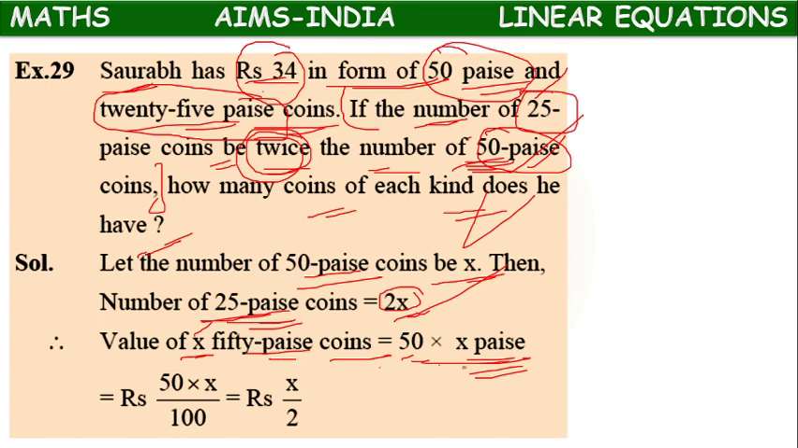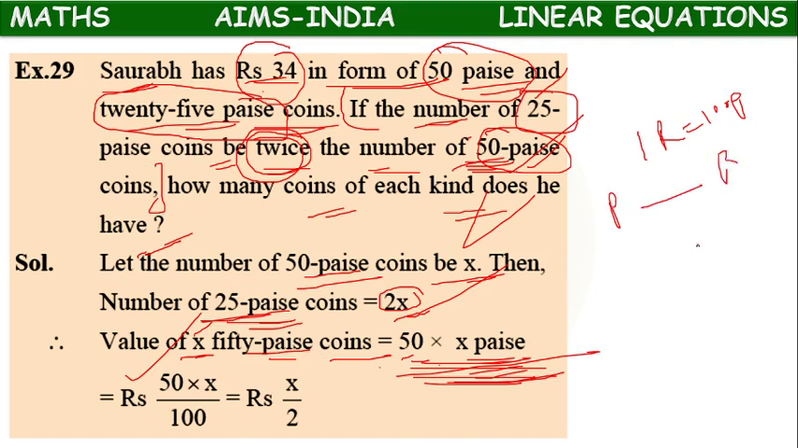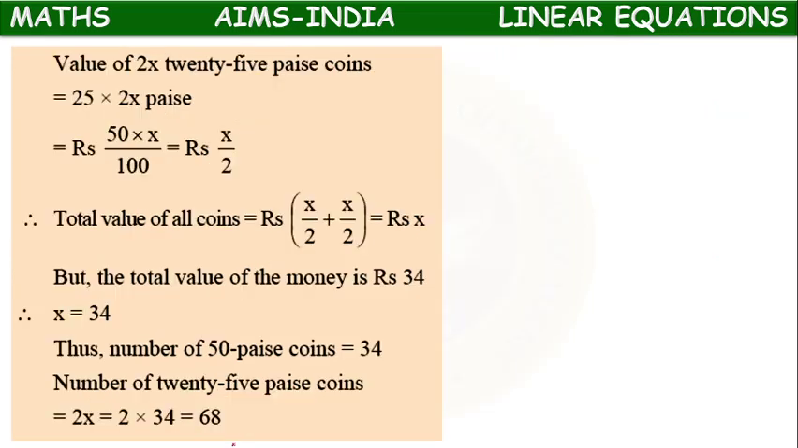Or in terms of rupees, we have to divide 50 into x by 100. Then instead of paise we will write rupees, because 1 rupee equals 100 paise. So for converting paise into rupees, we have to divide by 100. So 50 into x by 100 rupees. 50 is 2 times 100, so x by 2. Here we are getting x by 2. This is the value of the 50 paise coins.